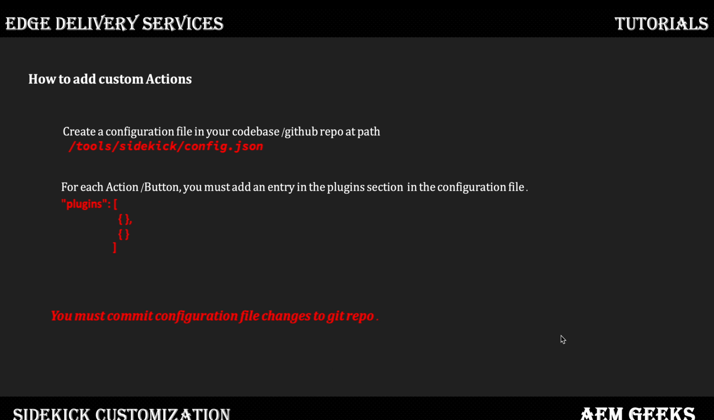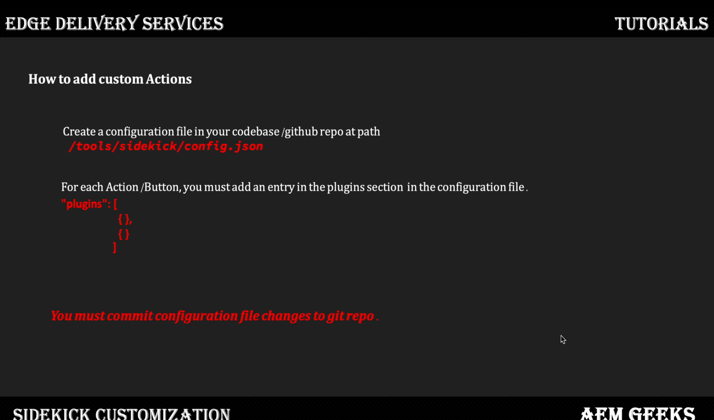Inside this file you have to make a few entries. One of the entries is called plugins. Plugins is an array kind of property, or that section you would say, and inside that you can create a section or entry for each action, right? So let's say you want to add two buttons, so you have to add two entries to this plugins section. We'll see that in detail.